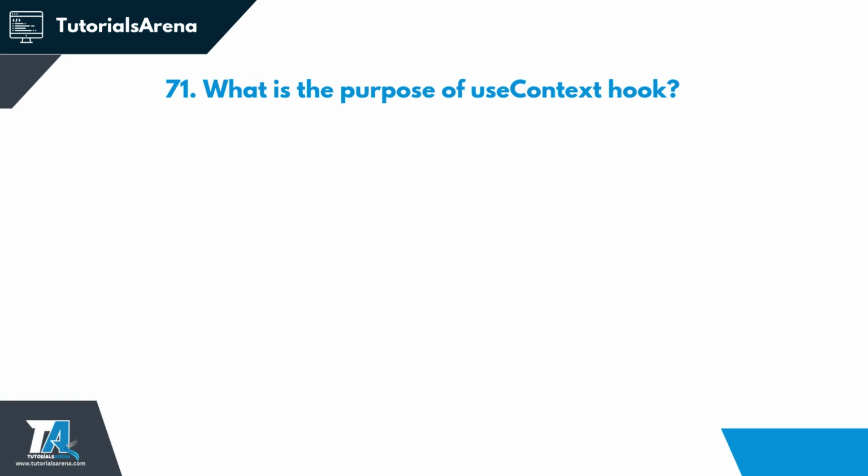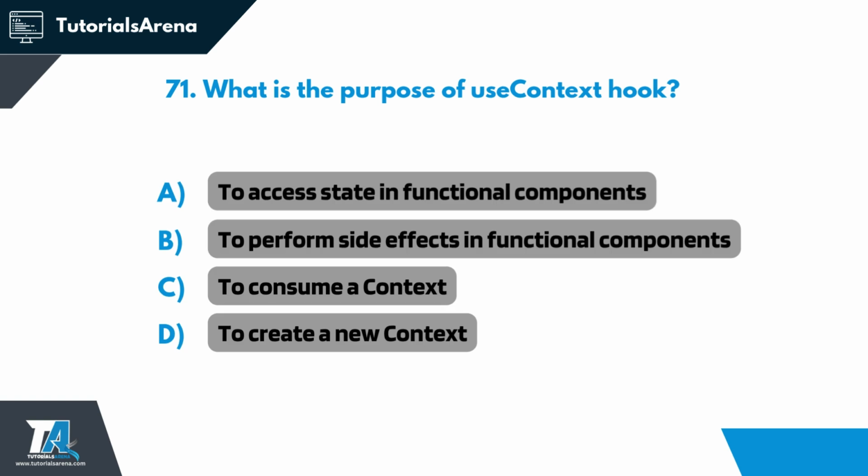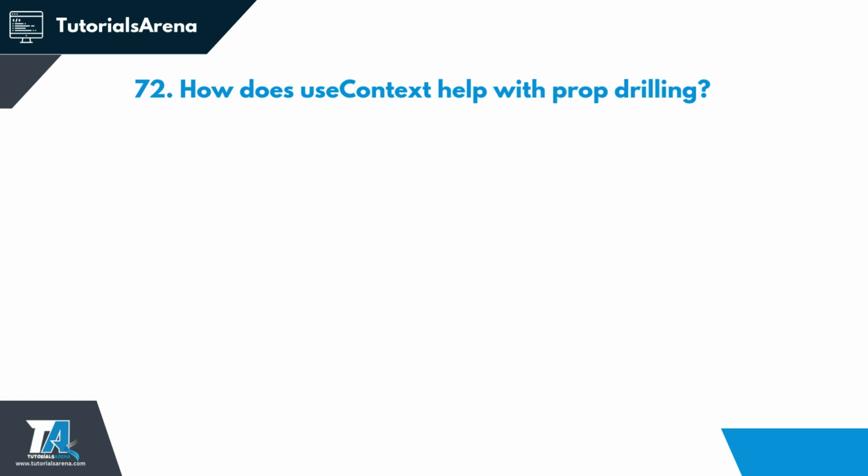Question 71. What is the purpose of useContext hook? The options are Option A. To access state in functional components. Option B. To perform side effects in functional components. Option C. To consume a context. Option D. To create a new context. The correct answer is Option C. To consume a context. Moving on to the next question.